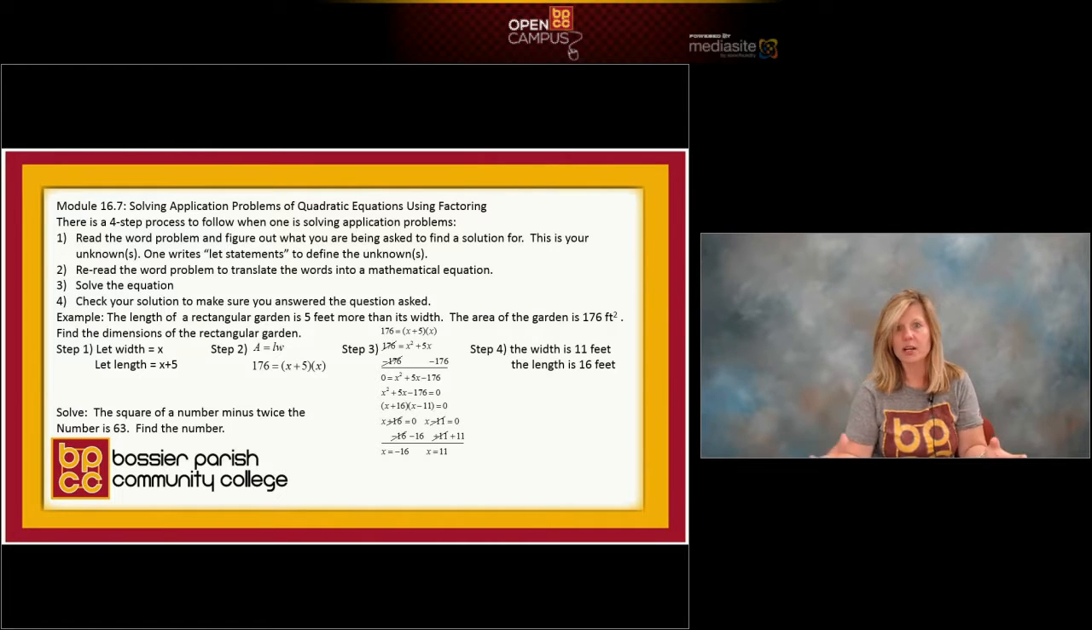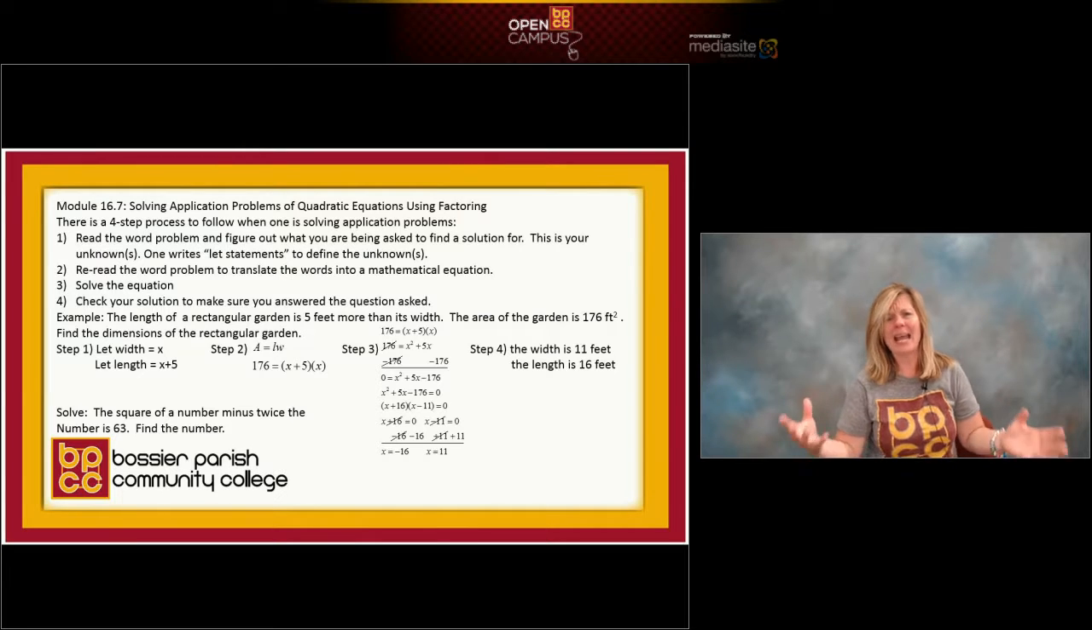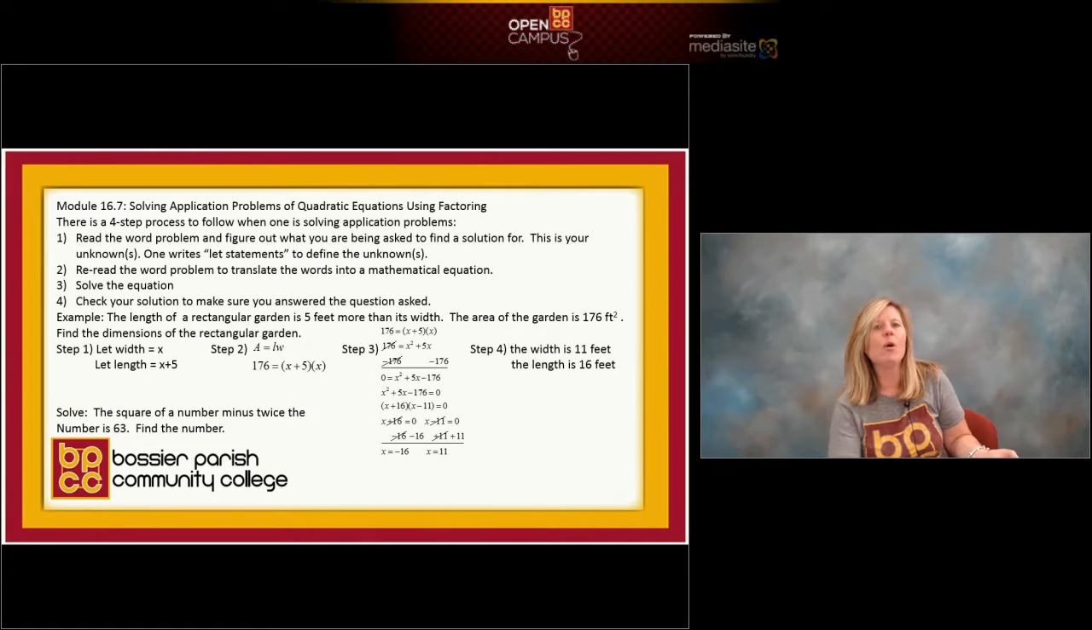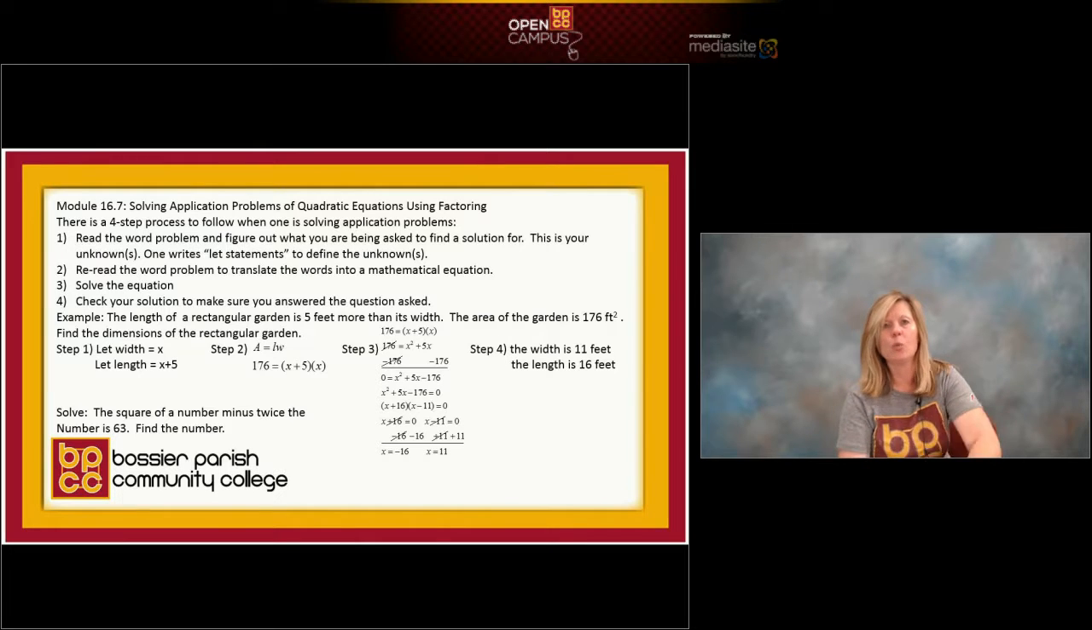We all know what a garden is. We all know what shape a rectangle is. The first thing we have to do when we read this word problem is figure out what the heck we want an answer to. And what we want is to find the dimensions of the rectangular garden. So anytime you hear the word find, that's telling you what you want an answer for. Now the word dimensions in English is plural, which means I don't want one answer, I want two.